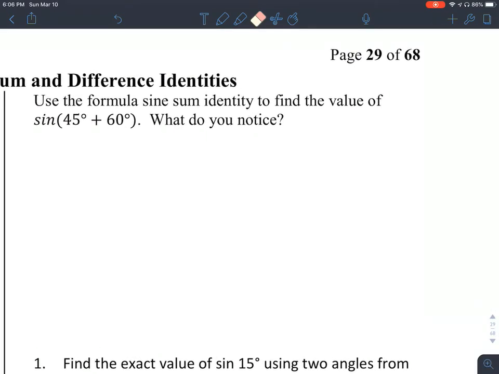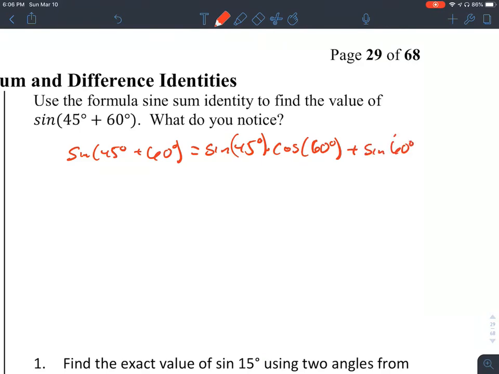Use the sine sum identity to find the value of sine of 45 plus 60. What do you notice? Well, let's see. Sine of 45 plus 60 degrees is equal to sine of 45 times cosine of 60 plus sine of 60 times cosine of 45 degrees.